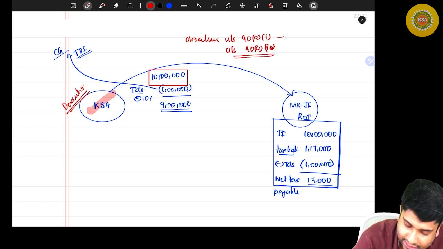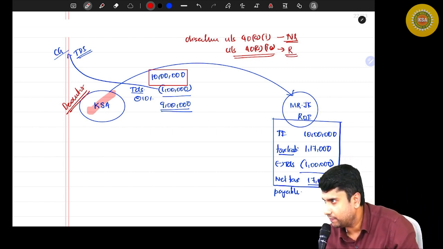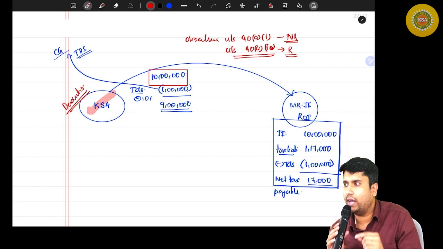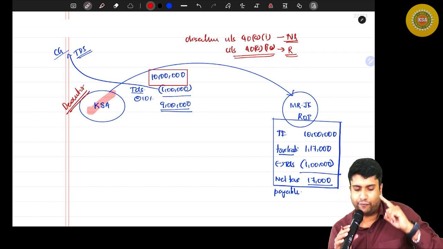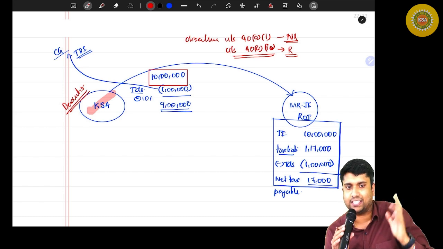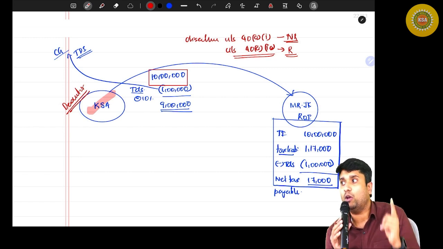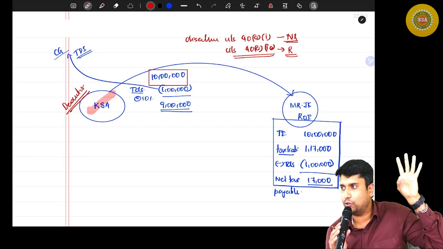If JK is non-resident, then disallowance will be under 40A1. If JK is resident, then disallowance will be under 40A1A. Are you with me? If the payee, that means if JK is a NR, then disallowance will be under section 40A1. And if the payee is a resident, then disallowance will be under section 40A1A. This is what we are about to discuss right now.